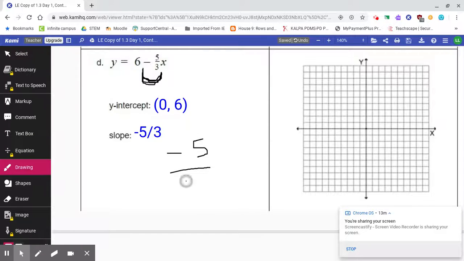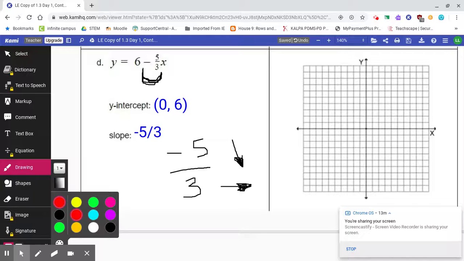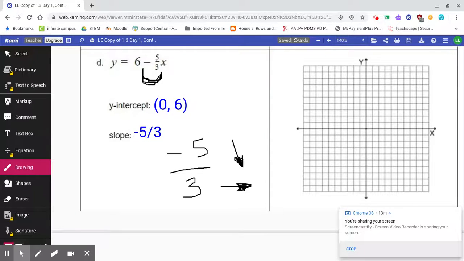And my bottom number, I like to always leave that positive. That's why I always go to the right. And since it's a negative number, we're going to go down and to the right. Let's place that y-intercept. That's our starting point right there. Okay, so we're going to start up on the y-axis right here. Start on the y-axis up 6 spaces. That's our starting point. And then we're going to use that slope to find more points to graph.